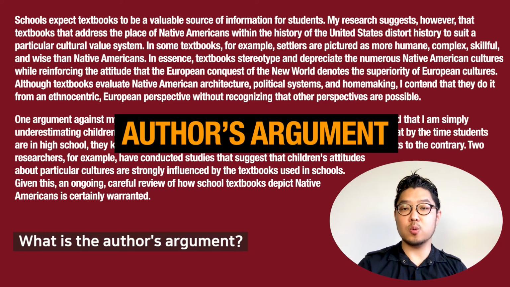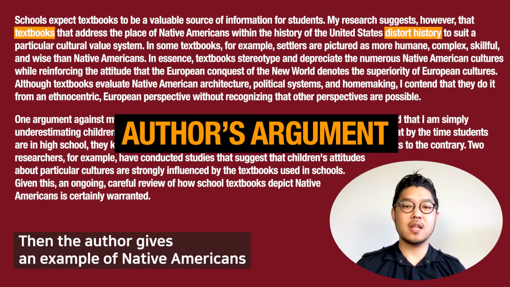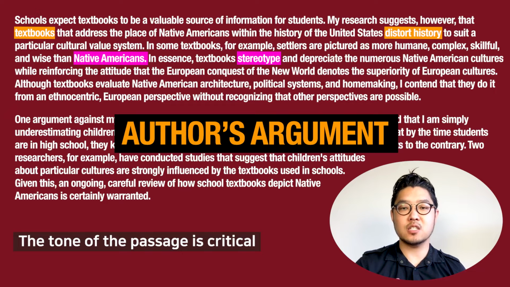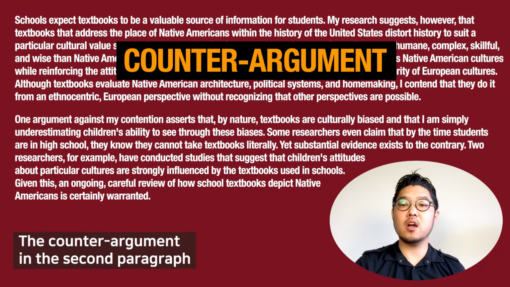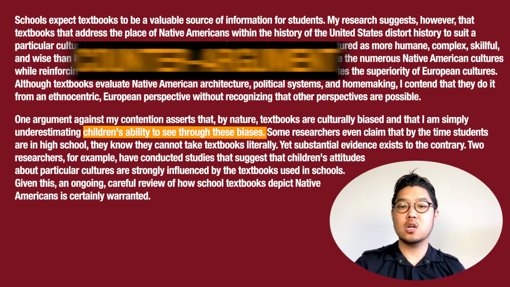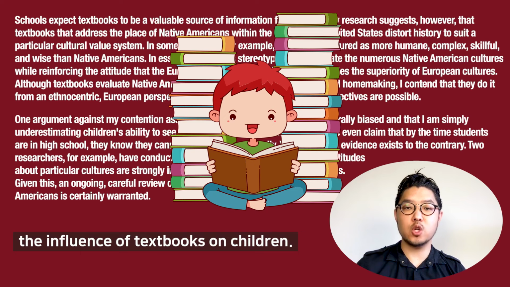What is the author's argument? The author argues that history textbooks distort history. Then the author gives an example of Native Americans being stereotyped in textbooks. The tone of the passage is critical because the author is delivering a strong argument. The counter-argument in the second paragraph talks about children being able to discern such biases in the textbook. So you can see that the passage is about the influence of the textbooks on children.